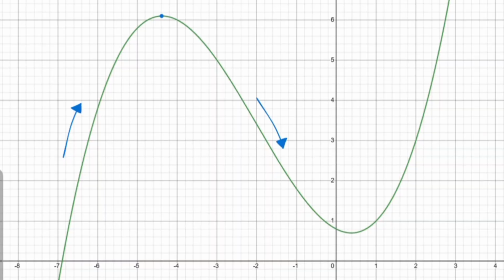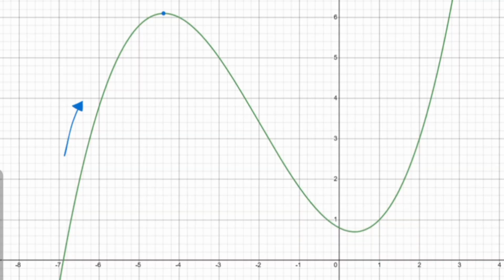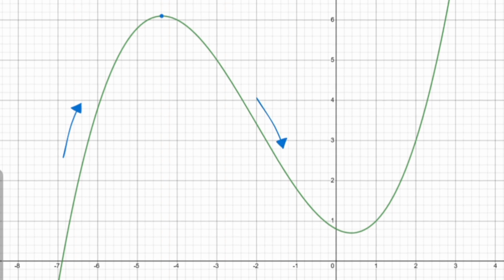Another thing that you might notice here is that there are certain points where the function rises and falls. It's hard to determine the exact number, but the function rises from negative infinity to at some point between negative 5 and negative 4. It falls from at some point again between negative 5 and negative 4 to a point between 0 and 1. Then it rises from that point to positive infinity. These are the turning points of the graph.